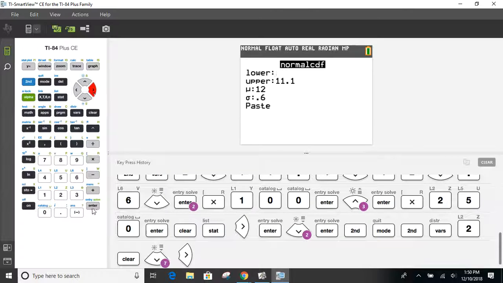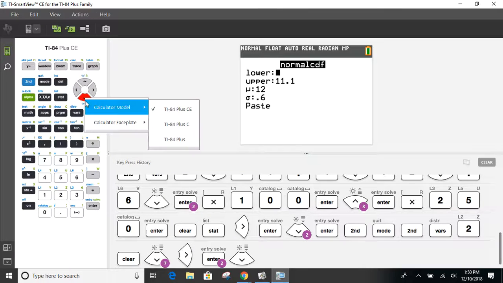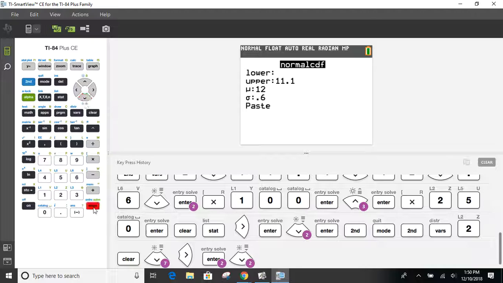And it won't let me go down. I'm just trying to delete these values because this is for another problem. And it's not going to let me.